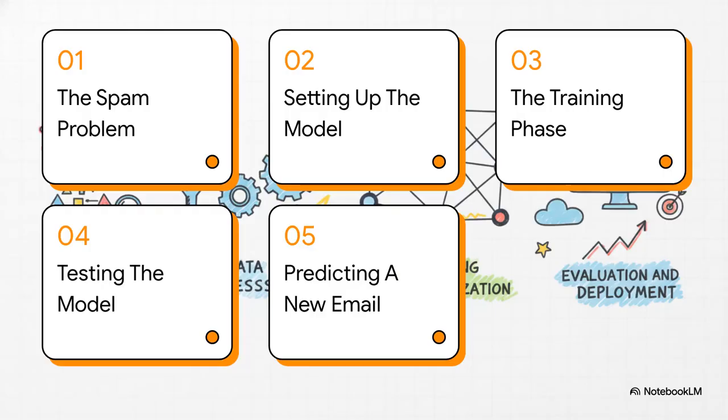step by step. So here's the game plan. We'll start by defining the problem, then we'll set up our model, train it, test it, and for the grand finale, we'll use it to predict a brand new email. All right, let's jump right in.